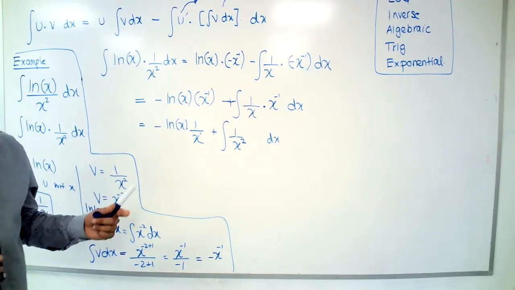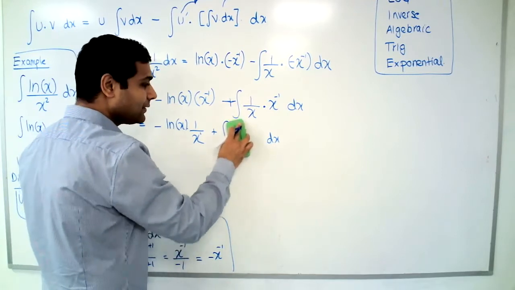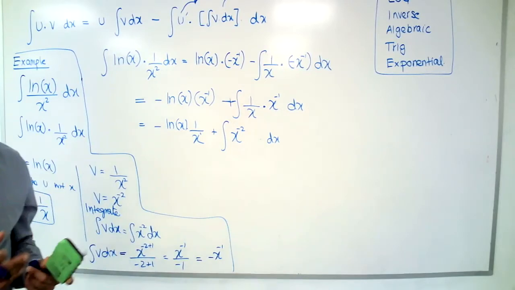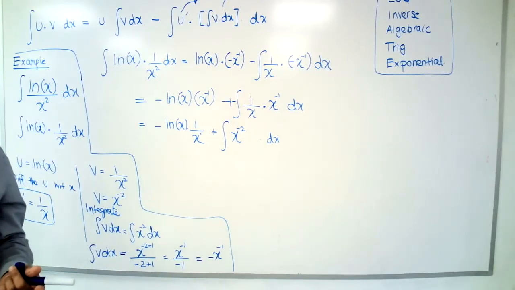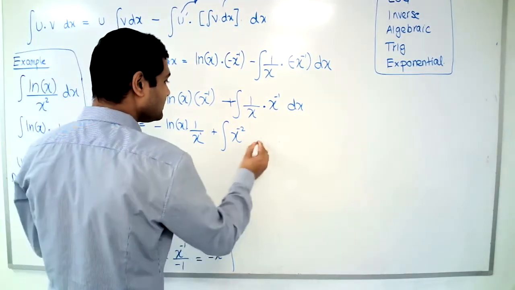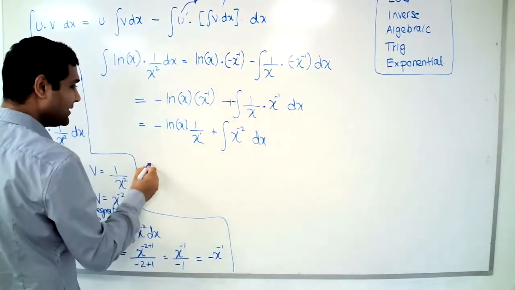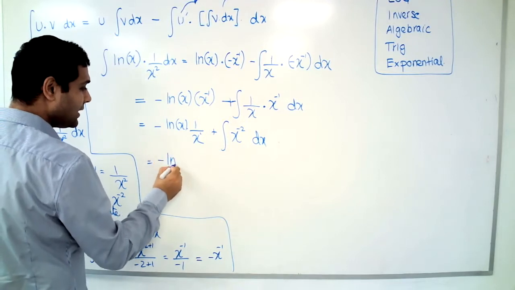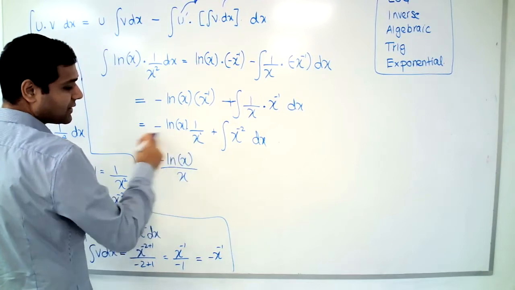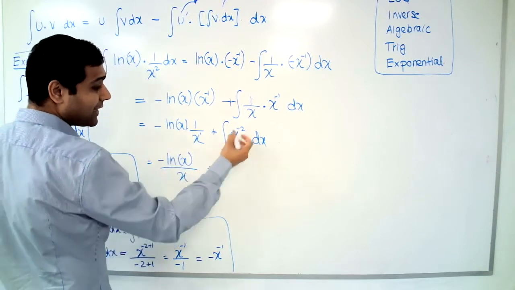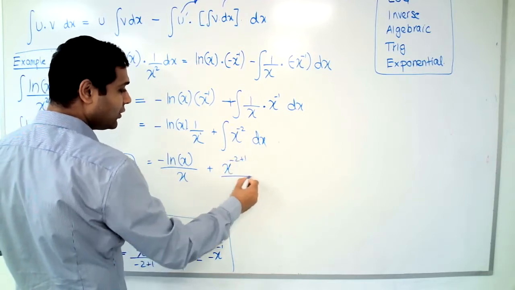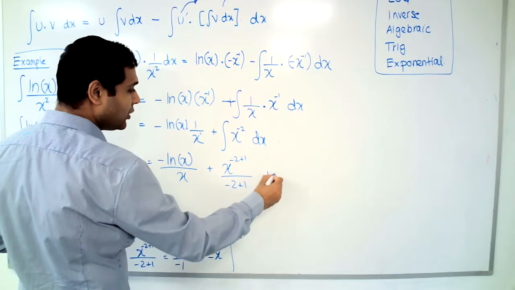With that square, I can also do this: x to the power minus 2, because the square goes up and becomes minus 2. Law of indices. Let me just put this one close. Now this thing becomes minus ln x over x, because this x can be written underneath. This thing becomes, the way integration works, x to the power minus 2 plus 1 over minus 2 plus 1, plus a c.